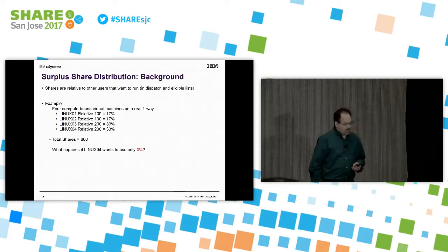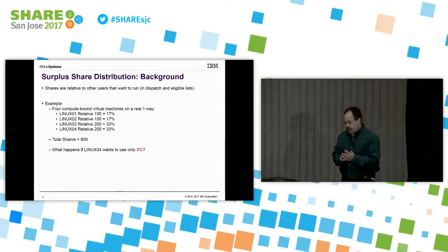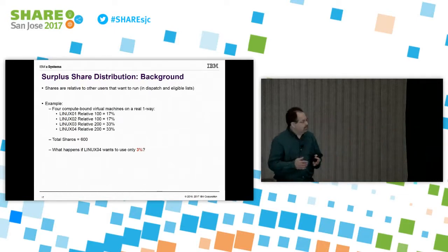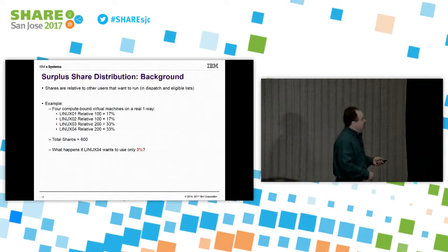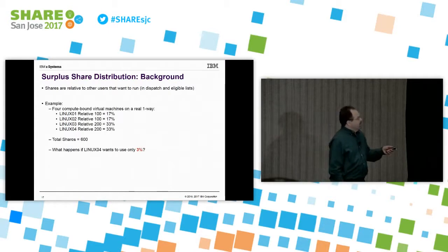So, kind of an example. Say we have these 4 Linux guests running. For the sake of this example, they're all in the dispatch and/or eligible lists. So the relative shares add up. The total is 600 shares among these four virtual machines. So they're divided accordingly. If you do the math, the 200 gets twice as much essentially as the 100.